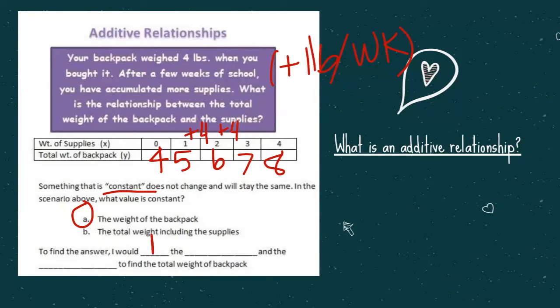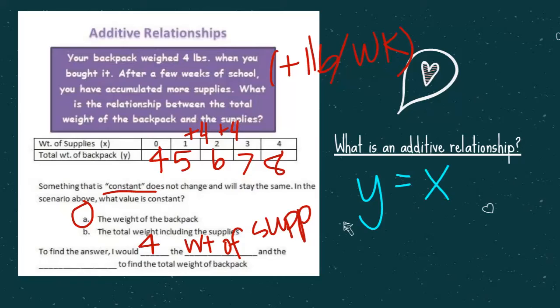I would add 4, which represents the original amount of the backpack. I would add 4, and then I would add the weight of supplies to find my total amount. So I can come over here and make an equation. Y, which is the weight of my backpack, would have to equal whatever the weight of my supplies was plus the 4 pounds that my backpack originally cost.